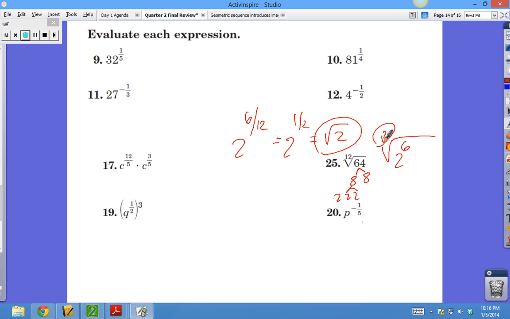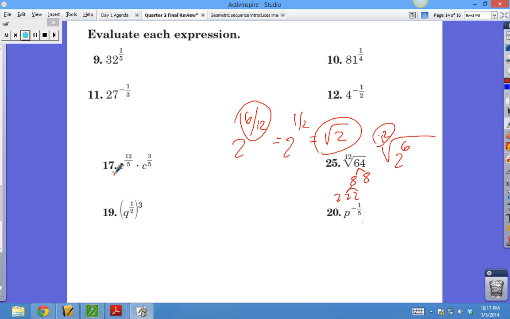So you can simplify these. 12, 6. Divide them, because if you look at it in a fraction, it's going to be 6/12. You simplify that to 1/2. Pretty slick.